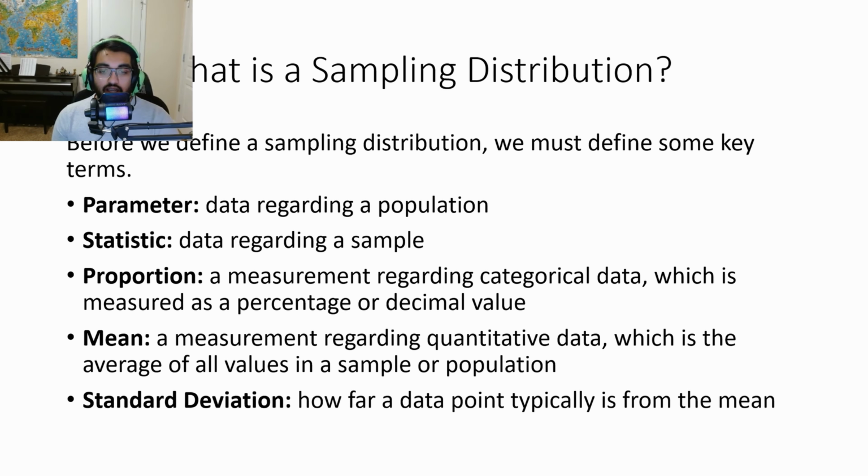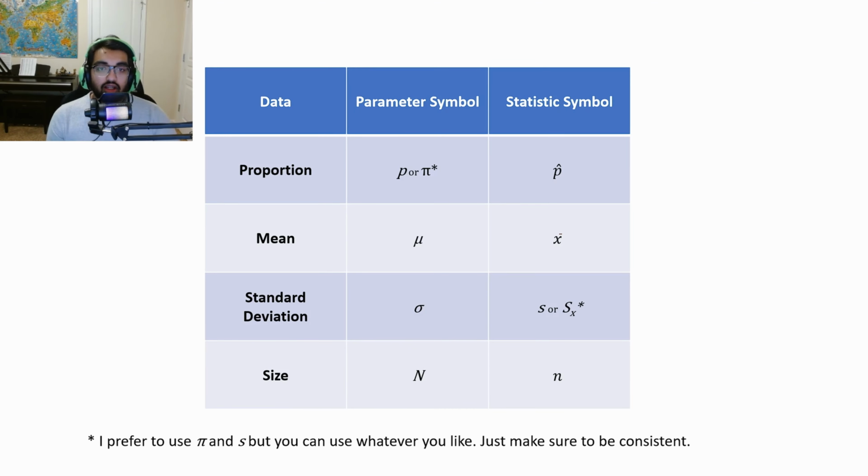Standard deviation is how far a data point typically is from the mean. Standard deviation in a sample of 150 people regarding average height of an adult male is 1 inch. That's a standard deviation. So, here's a little chart that you might want to familiarize yourself with because these things are going to be good to know when you're writing an FRQ on the AP exam. Don't want to get stuck figuring out your symbols.